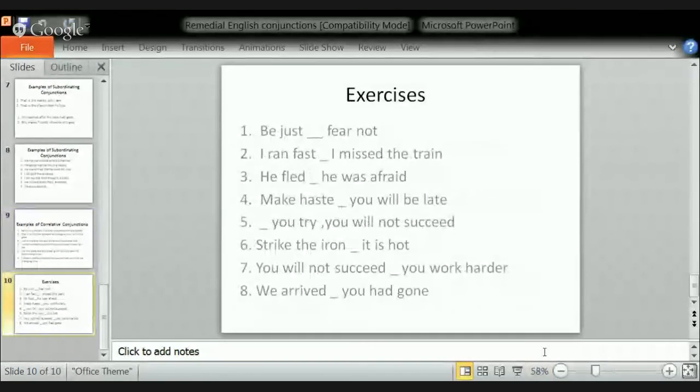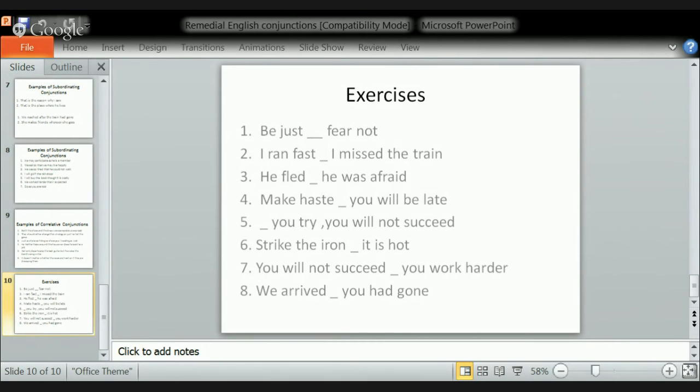All right, so we'll get into this particular example. For instance, let's get into exercises. We learned what conjunctions are, what the classifications of conjunctions are, and based on that learning, let's try to put that learning into application. So let's apply what we learned.